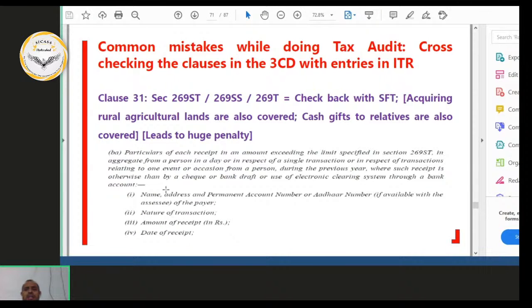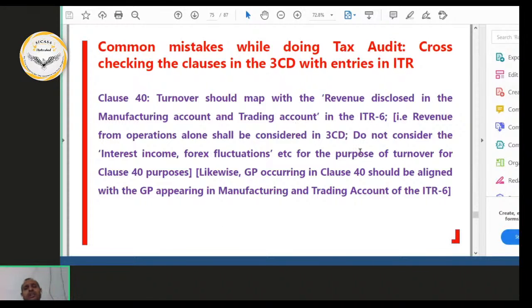If there is a violation of 269ST, then the recipient is liable to a penalty of, what is that one? 100% of the amount is liable as a penalty. Okay. Each receipt in an amount exceeding the 269ST limit. So you have sold your agricultural land in a rural area and you receive cash, you have to be very careful when you are comparing and compiling this data.